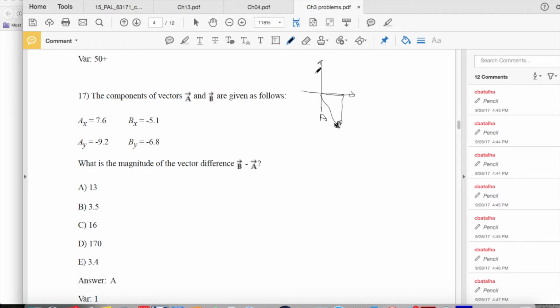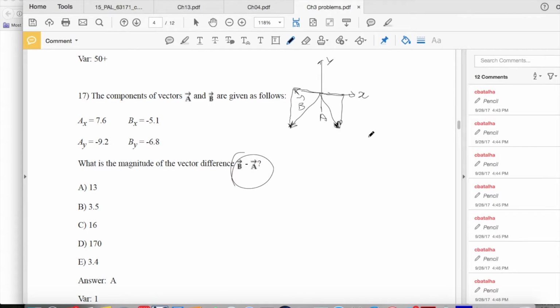The vector b has bx negative 5.1. 1, 2, 3, 4, 5. This is x, this is y. And by is negative 6.8. 1, 2, 3, 4, 5, 6.8. So here's the vector b. So we want to find b minus a, right?